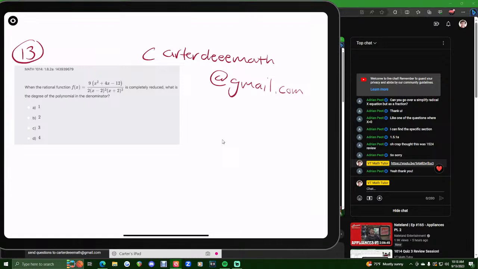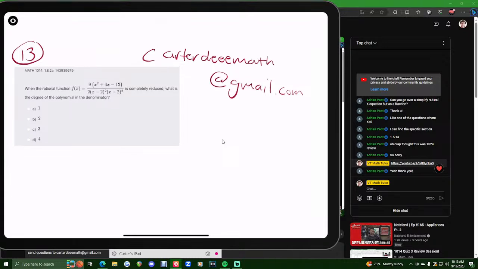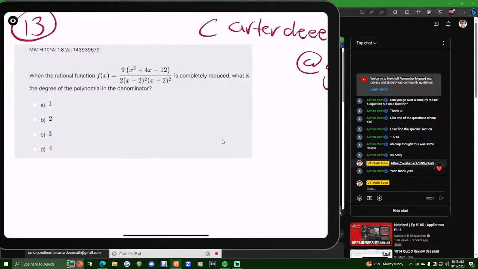All right. So number 13 on this one. They say when the rational function is completely reduced, what is the degree of the polynomial in the denominator? So when the rational function is completely reduced, what we are trying to do here is simplify this rational function as much as possible. And so to simplify it, the first thing to look for is any quadratic expression like this. We want to simplify by factoring any quadratic expression like that. So to factor, we are looking for two numbers that multiply to -12 but add to +4.